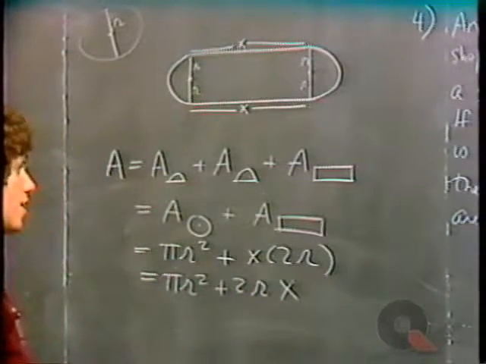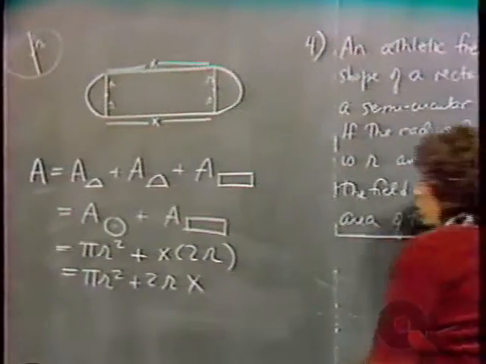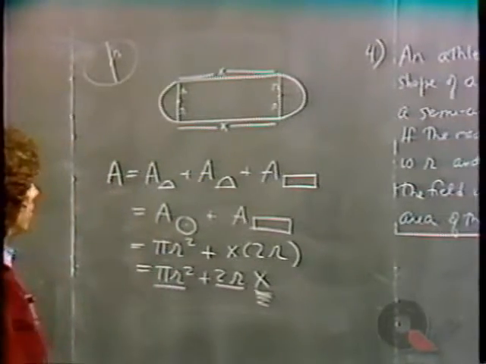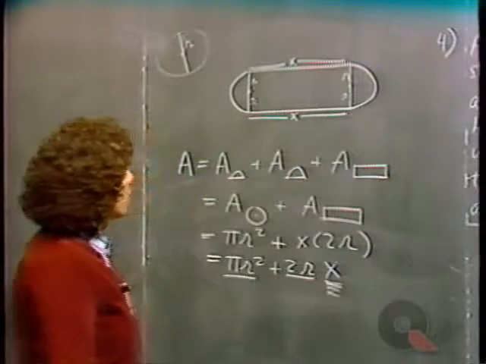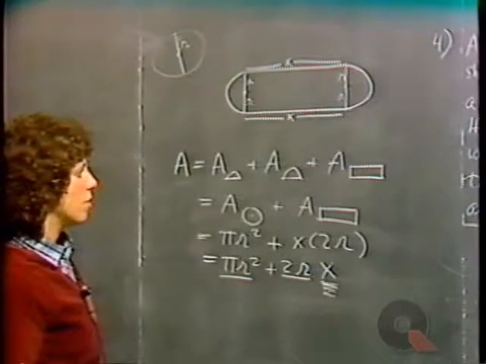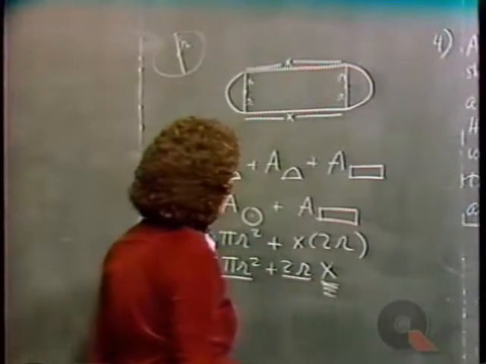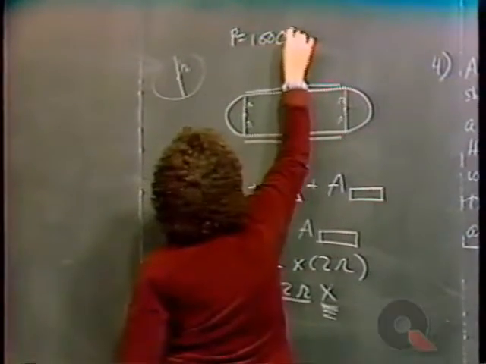However, we would like to get the area of the field in terms of R alone. The pi R squared is okay. The 2R is okay. Here is what we have to get rid of. We would like to get X in terms of R. Well, we were given some extra information in this problem. We were told that the total perimeter is 1,000 yards. That's the distance around the entire field.